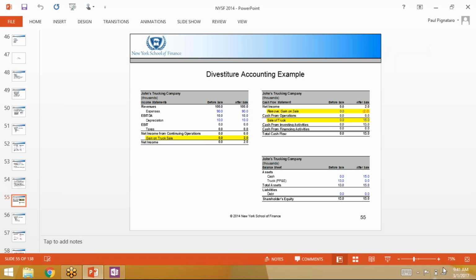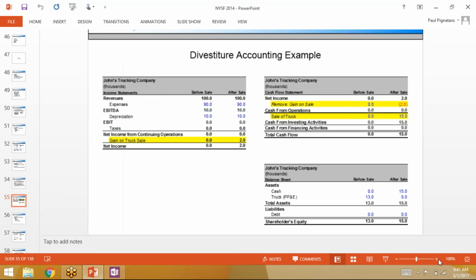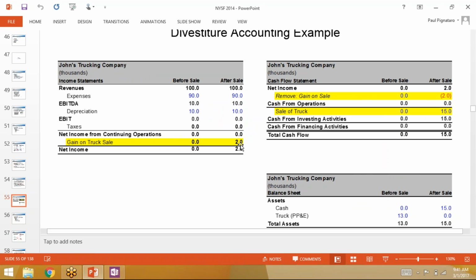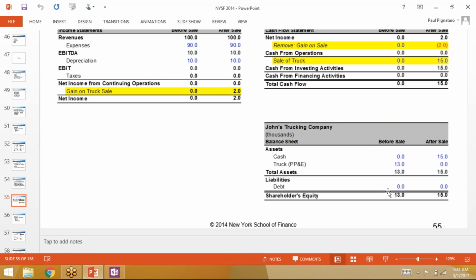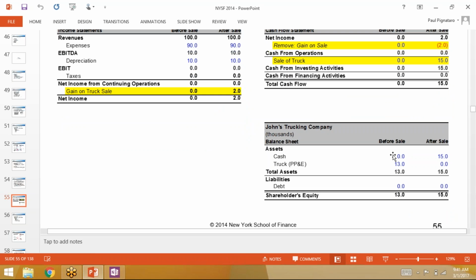Let me step through this, okay? In this example, we have before the sale and after the sale, left column, right column. We have an income statement, a cash flow statement, and a balance sheet. I like to start by looking at the balance sheet. Before the sale, let's assume very simple, just this truck is all we had. No cash, we had the truck, we had equity that we raised to pay for the truck. In the prior example we had raised debt, but let's say we paid down the debt with equity. So everything's been depreciated down to $13,000.